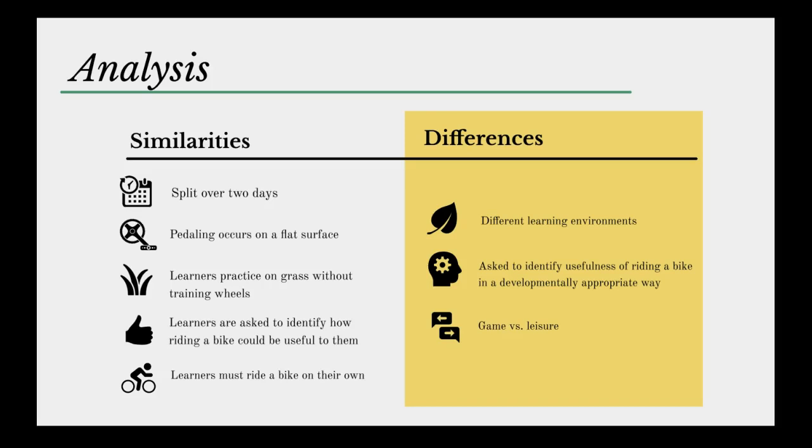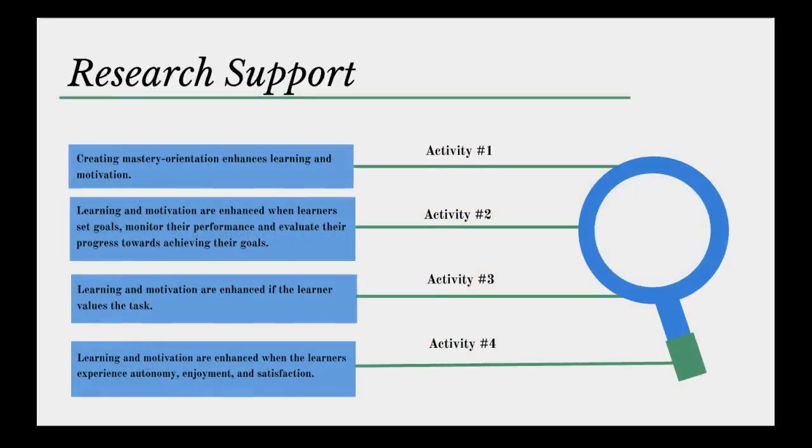Differences include the learning environments, the front yard for children to decrease extraneous load, and a public park for adults. Both groups are also asked to identify how riding a bike is useful to them in a way that is developmentally appropriate, either through drawing a picture or written answers. Also, early childhood plays a game with a reward, while the late adulthood group goes on a leisurely bike ride that focuses on reflection. Research support includes Activity 1, Creating Mastery Orientation Enhances Learning and Motivation.